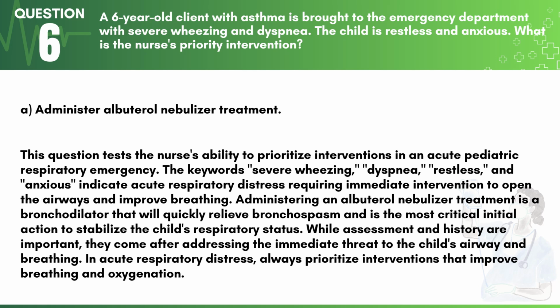Answer: A. Administer albuterol nebulizer treatment. This question tests the nurse's ability to prioritize interventions in an acute pediatric respiratory emergency. The keywords severe wheezing, dyspnea, restless, and anxious indicate acute respiratory distress requiring immediate intervention to open the airways and improve breathing. Administering an albuterol nebulizer treatment is a bronchodilator that will quickly relieve bronchospasm and is the most critical initial action to stabilize the child's respiratory status.